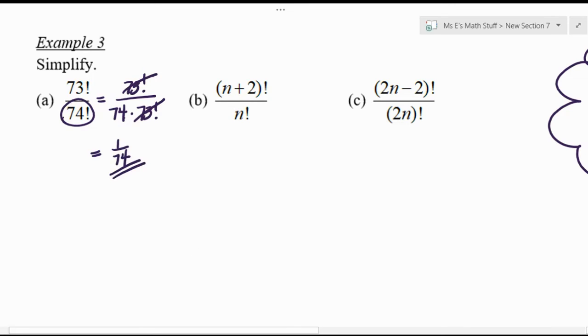Anyway, if you got 1 over 74, then you probably know what you're doing on that one. Okay, that was a warm-up for you to be able to do this in terms of n. So let's look at part B here. Parts B and C, that's our bread and butter. Part A was just a little warm-up, okay?